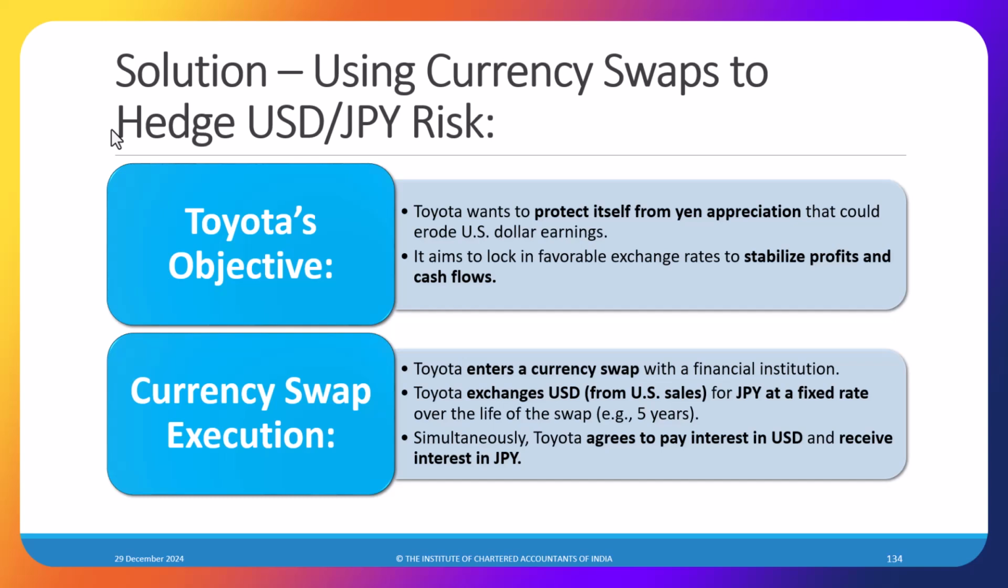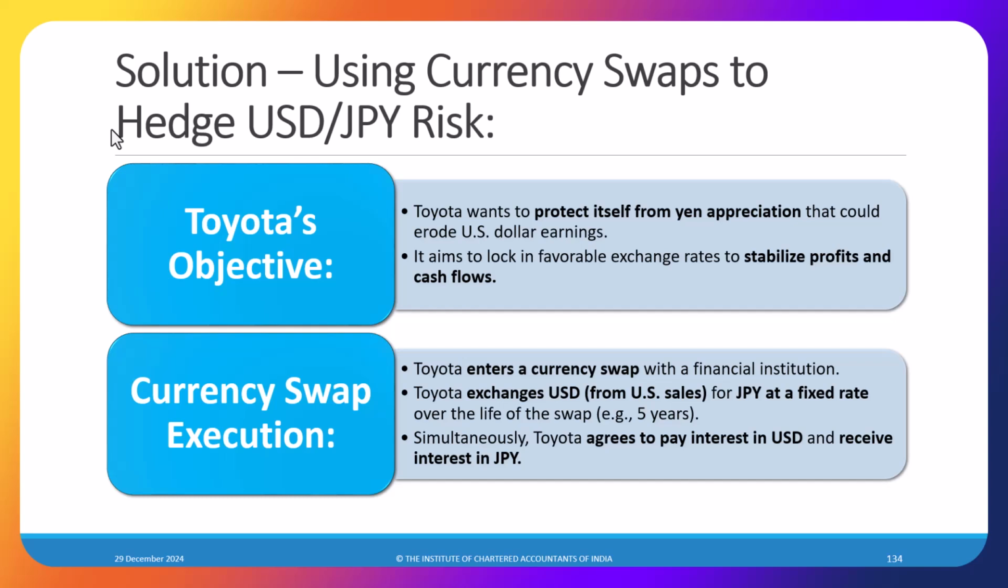So they enter into an agreement with a bank that they're going to fix the US versus the Japanese rate for the next 5 years. Simultaneously, Toyota agrees to pay interest in USD and receive interest in Japanese yen. So what they do, they get all that money, in dollars, into Japan by way of a currency swap arrangement, and the money comes to Japan in terms of Japanese yen, which is at a higher rate at that time, and then they invest that money and they earn interest on that.